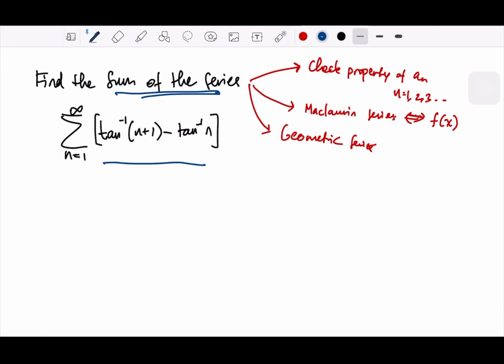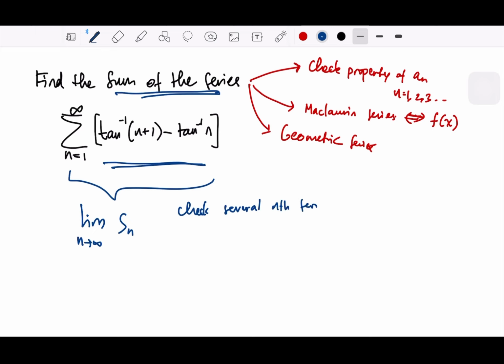And if we look here, one thing that you need to take as a giveaway is it has this minus. It seems that probably it has something to do with the patterns. So let's make this whole series as a limit of our partial sum. Now we check several nth terms.